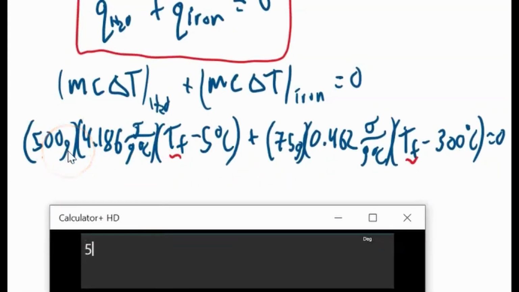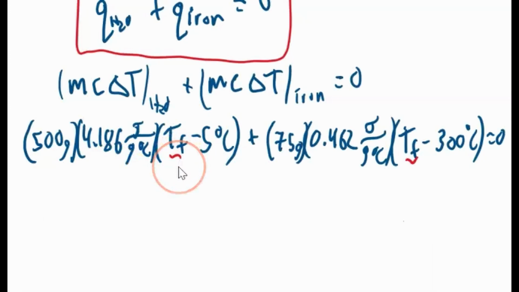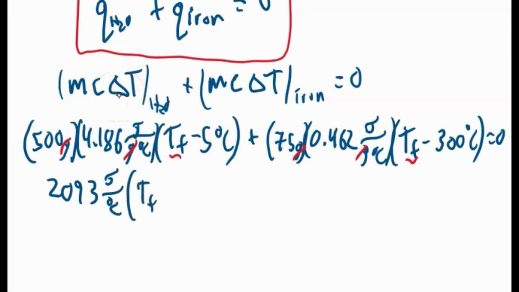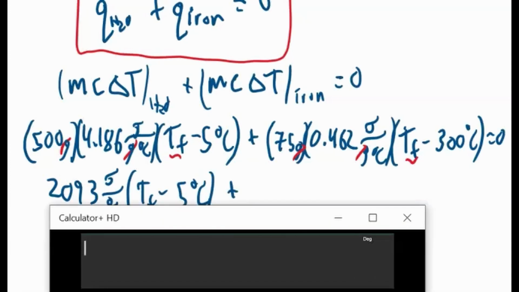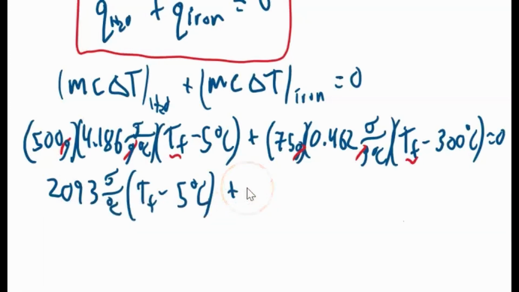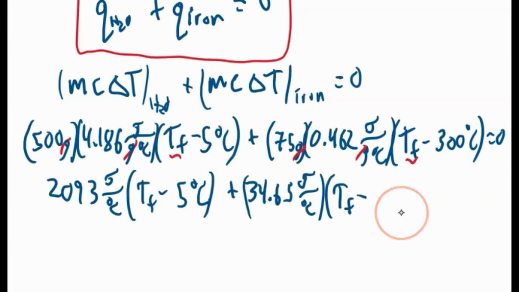So 500 times 4.186 is 2093. I will cancel out the grams. So 2093 joules per degree Celsius, T final minus 5 degrees Celsius, plus, I'll do the second part, 75 times 0.462 is 34.65, and that's in joules per degree Celsius. And we have our final temperature, and our 300 degrees Celsius is still here, minus 300 degrees Celsius.